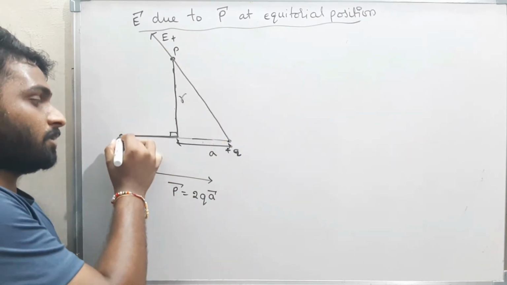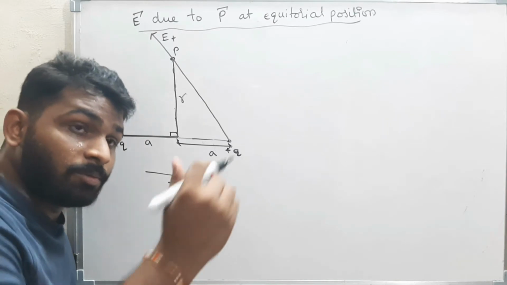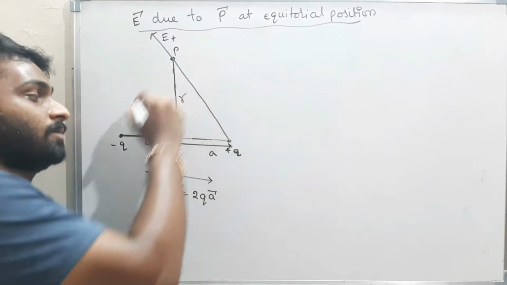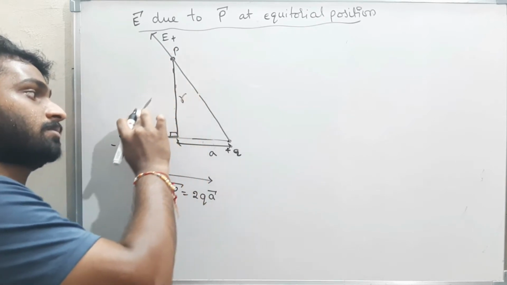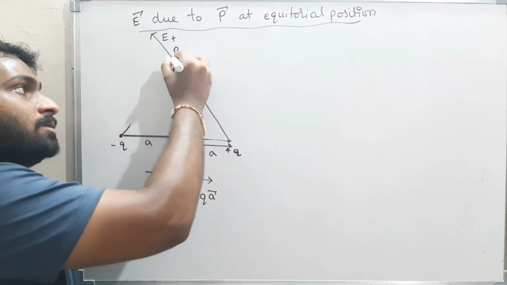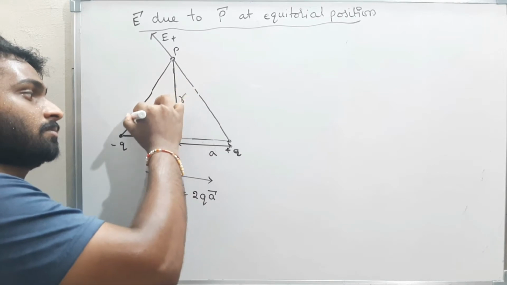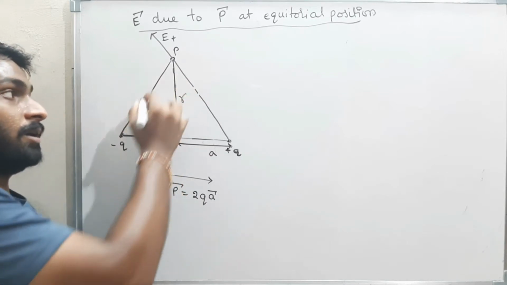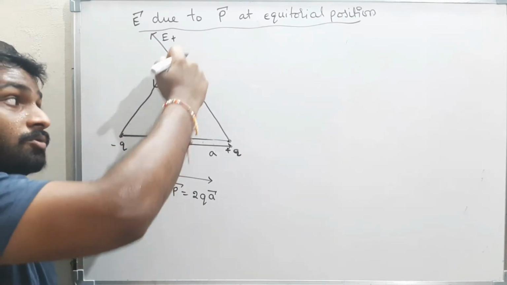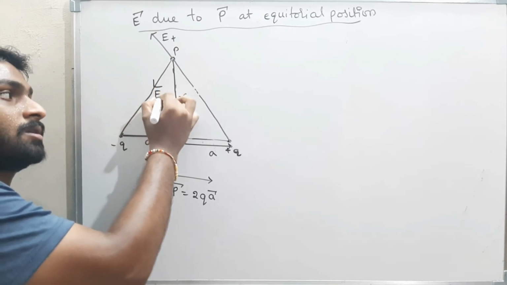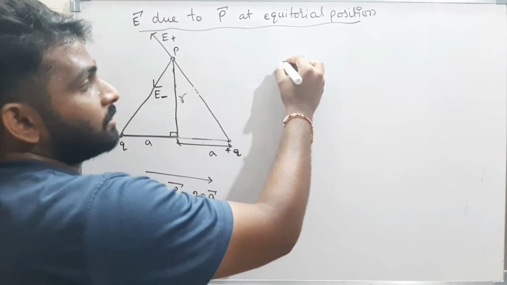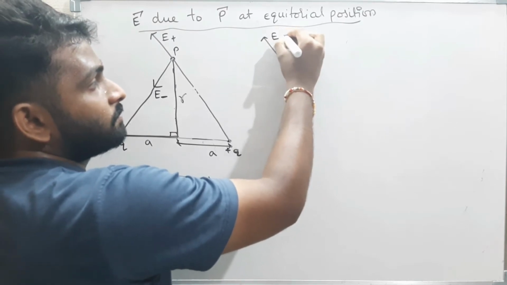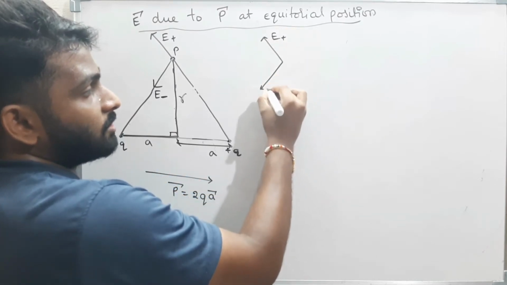And because of this negative charge, always the electric field will be towards the charge. Therefore, the direction is along the line joining them. This is the line joining them, and the direction will be towards the charge. This is E minus. Now what is the resultant? This is E plus because of the positive charge, and this is E minus because of the negative charge.